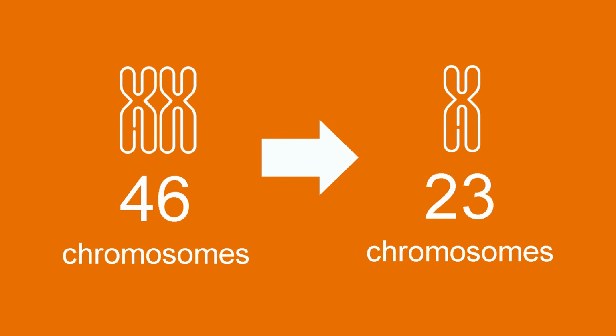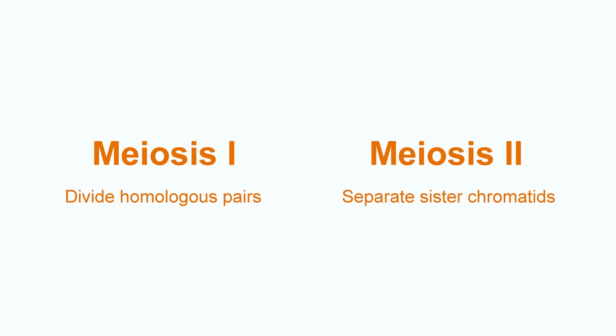Meiosis is very similar to mitosis. Before meiosis, the cell goes through interphase, where it grows and makes copies of its chromosomes. But unlike mitosis, meiosis uses a two-part process, meiosis 1 and meiosis 2. The goal of meiosis 1 is to divide homologous pairs, which is a set of chromosomes, and the goal of meiosis 2 is to separate sister chromatids.